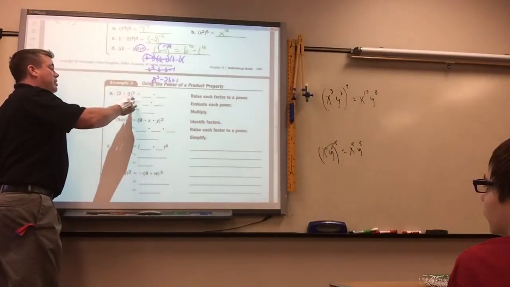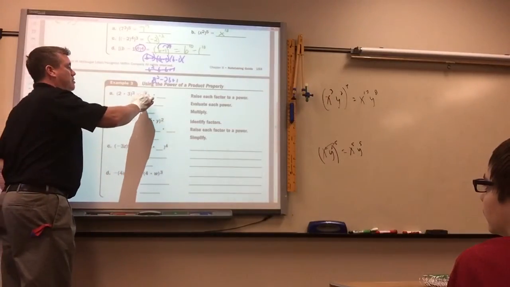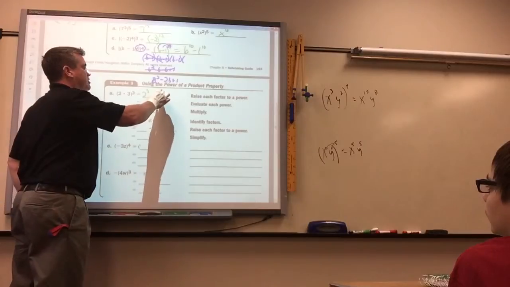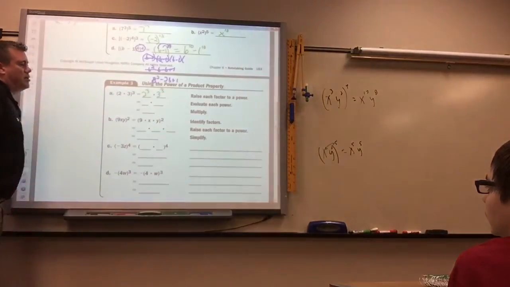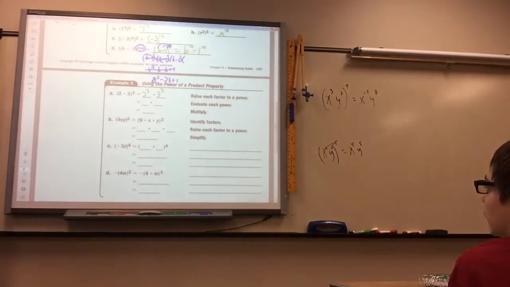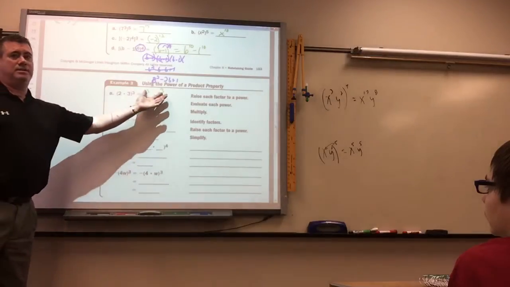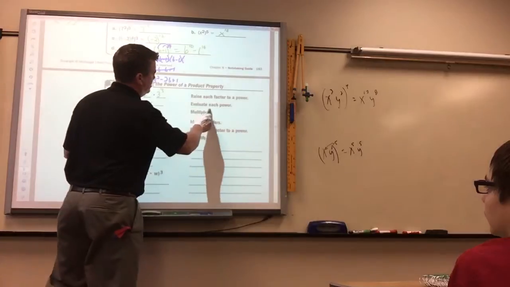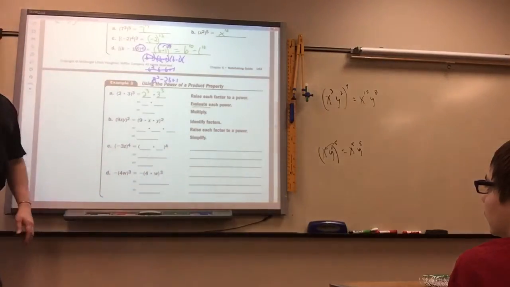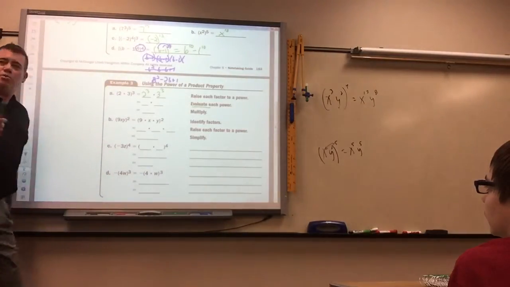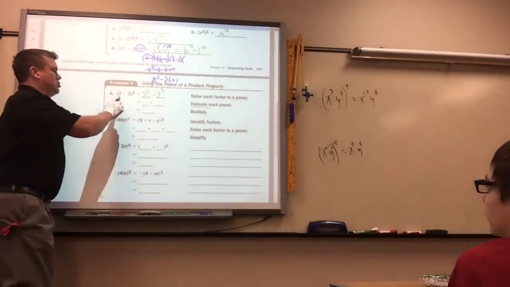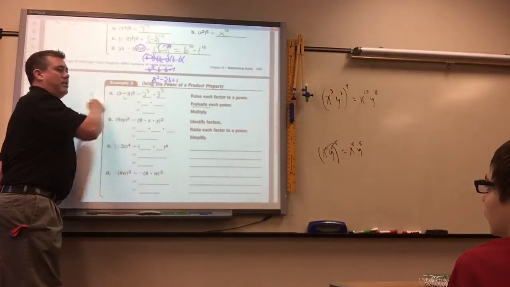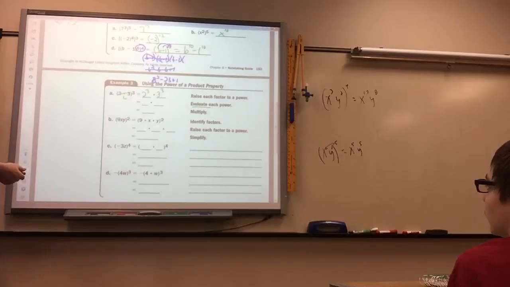So all we got to do here is just 2 to the 3rd times 3 to the 3rd. And if they tell you to leave it as a power, then you're done. If they tell you to evaluate, which they do right here, then you're actually going to multiply it. Which it would be quicker just to go 2 times 3 is 6, and then raise to the 3rd power.